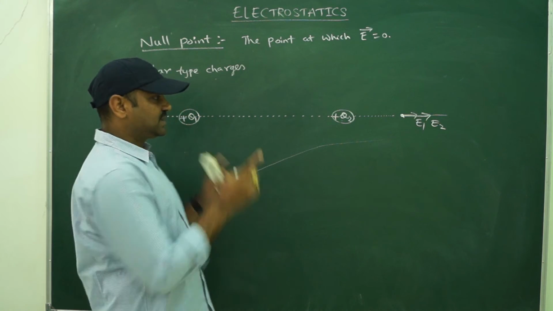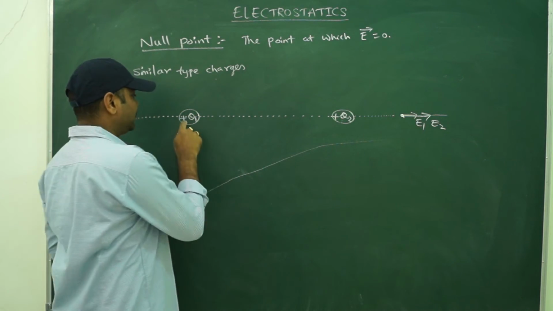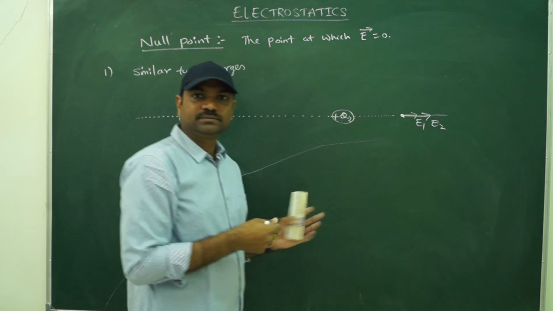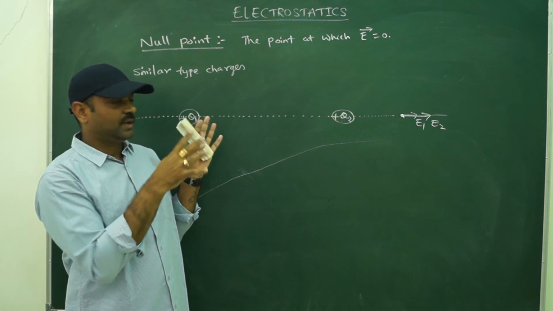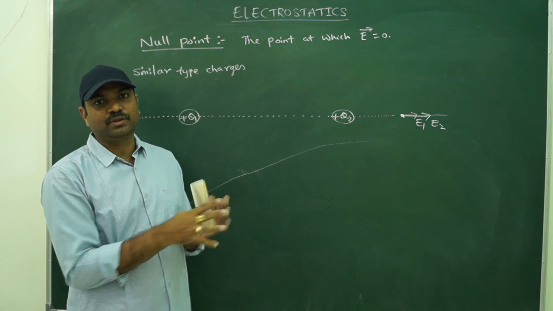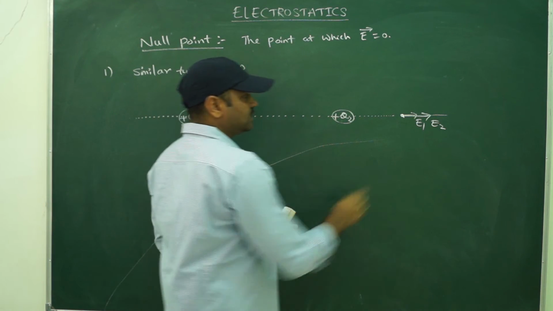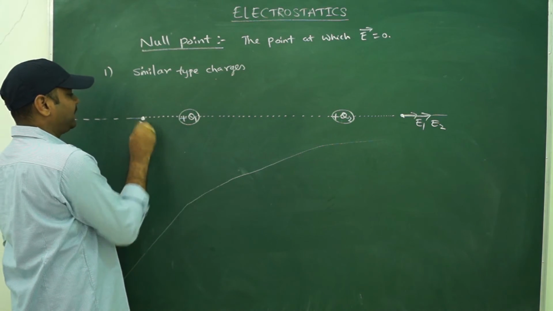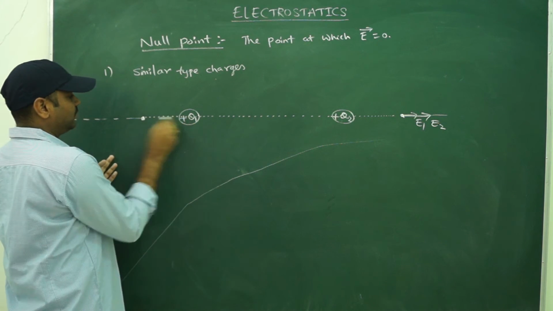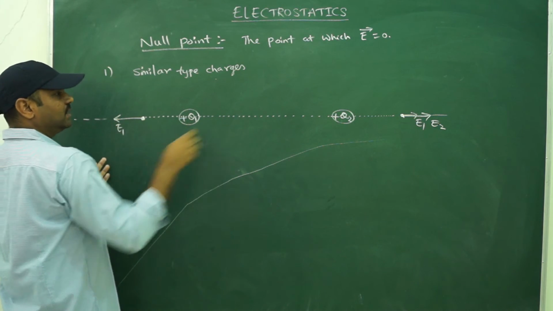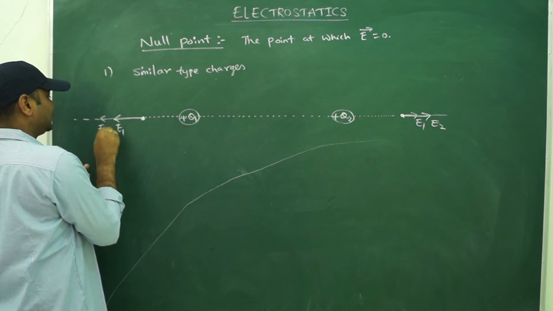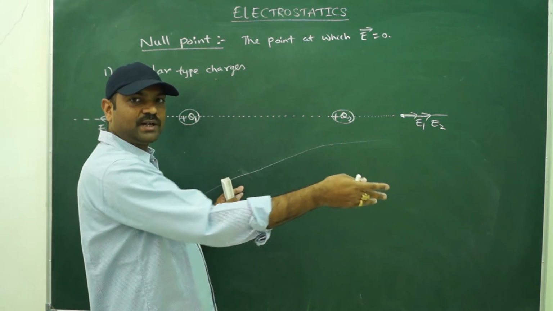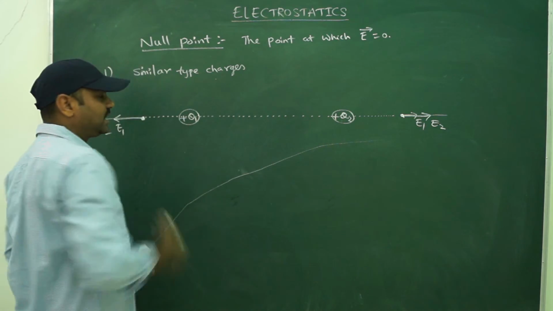A similar case you can think for minus q1 and minus q2, where the fields will be towards the charges, and then also they will add up. So I'm not only deriving for positive and positive, you can think of negative and negative also. Here there is no choice for field zero. Suppose I take the extreme left of the two charges combination: again because of plus q1, E1 will be away from it, and because of plus q2, E2 will be away from it. So again they add up, both in the same direction. So on the right side you don't get a null point, and on the left side also you don't get a null point.